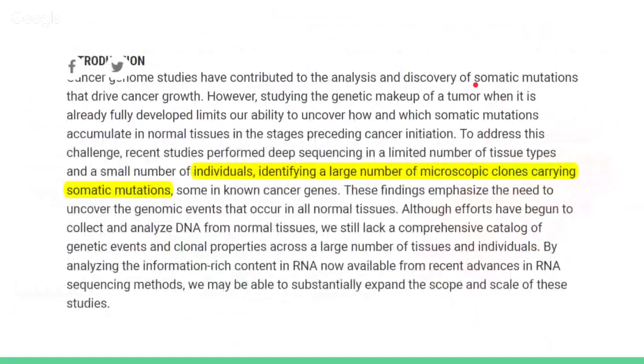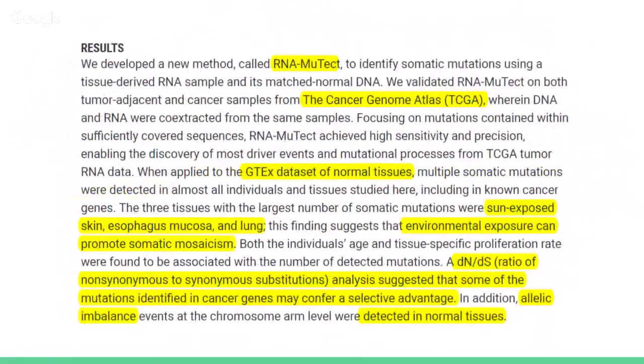And so the issue here becomes: if there are individuals where you identify a large number of microscopic clones carrying somatic mutations, but they are healthy, how far away are we from confidently predicting cancer in individuals that look otherwise healthy? A little bit into the details of what they did: they developed this method that they call RNA Mutect, and it was developed during this project called the Cancer Genome Atlas, TCGA, a large multinational project that did a lot of genomics and other omics on cancer.